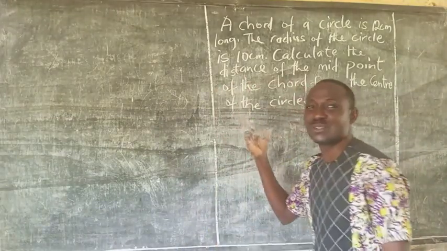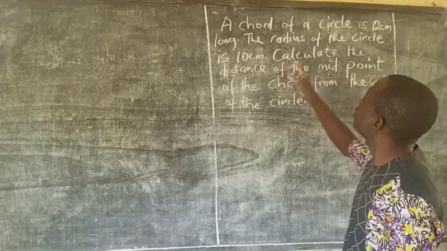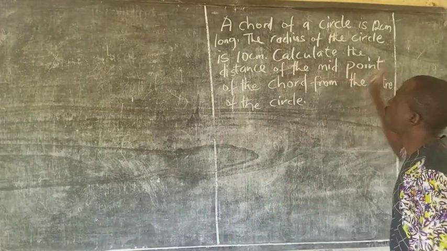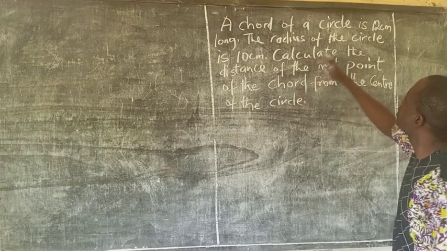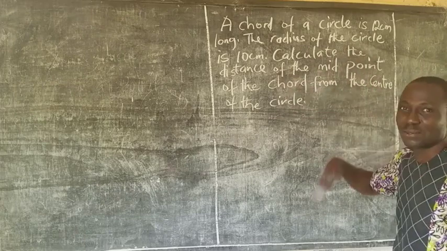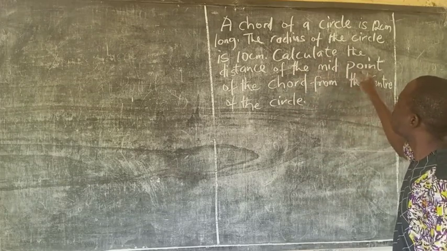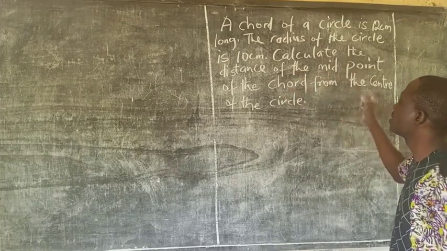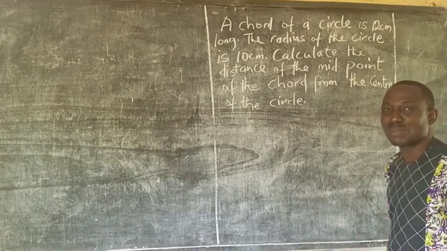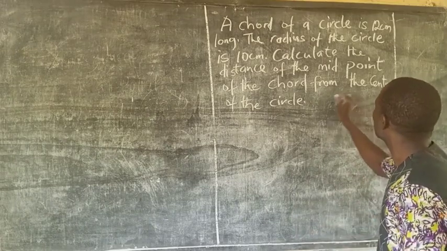Today we are faced with this challenge, and it said the chord of a circle is 12 centimeters long. The radius of the same circle is 10 centimeters long. And we're asked to calculate the distance of the midpoint of the chord from the center of the circle. So first of all, we must know what a chord is.